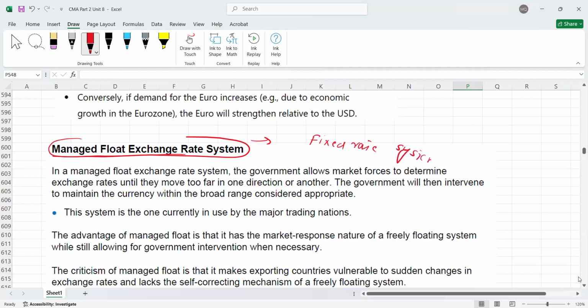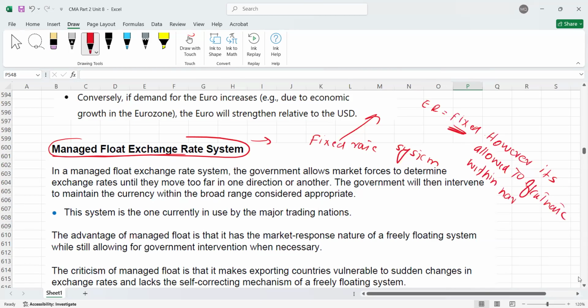Don't mix it, because I told you, in the fixed exchange rate system, the exchange rate is fixed. However, it is allowed to fluctuate within a very narrow range.